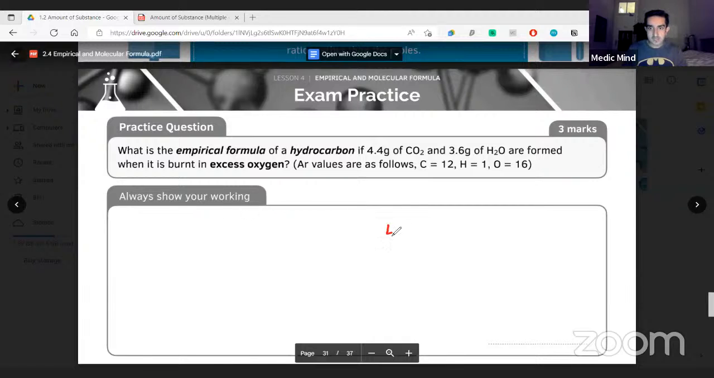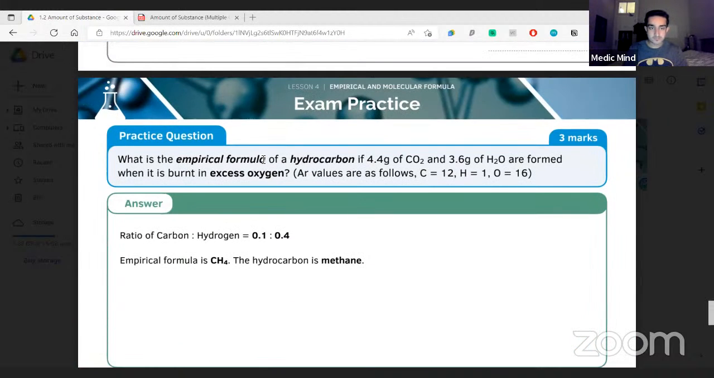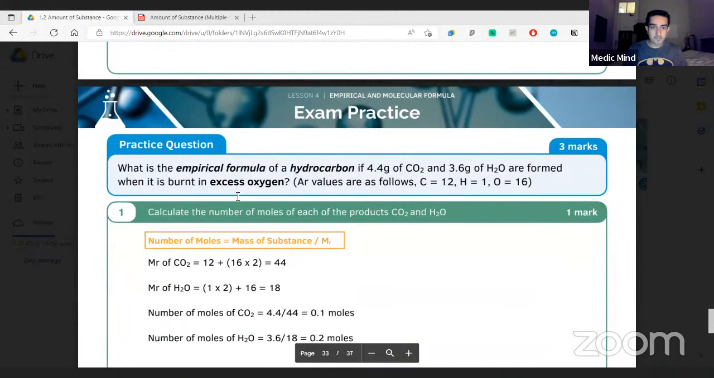4.4 grams of CO2 are produced and 3.6 grams of H2O are produced. And we know it's a hydrocarbon, so it only contains hydrogen and carbon. So the best way to do this is, we know that this 4.4 grams contains carbon. So it's CH4. I'll explain why.